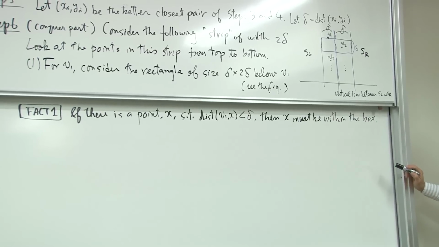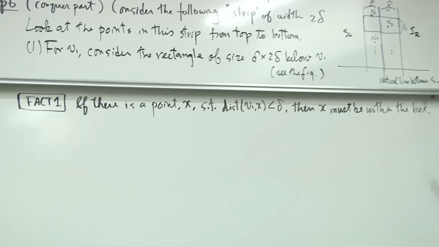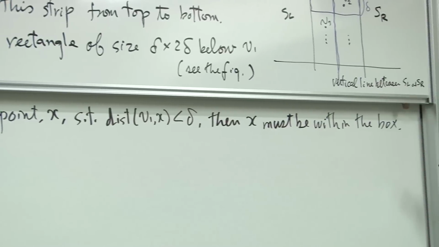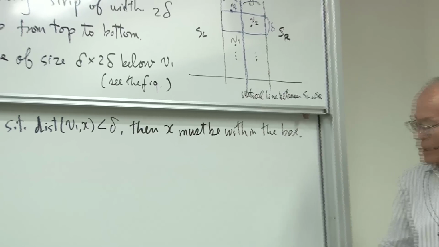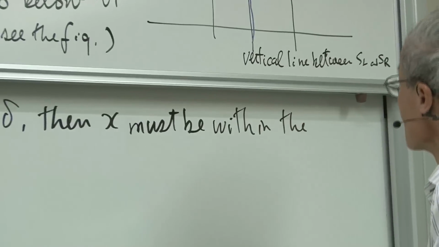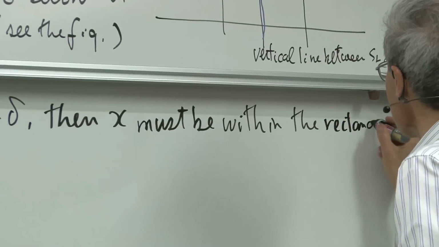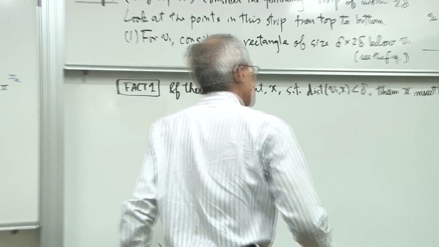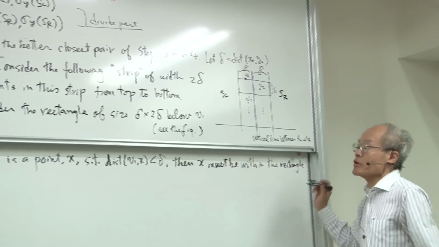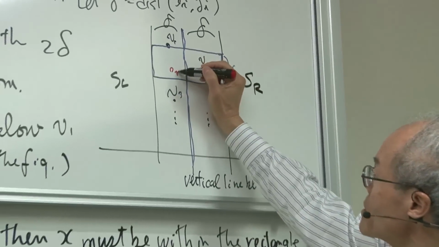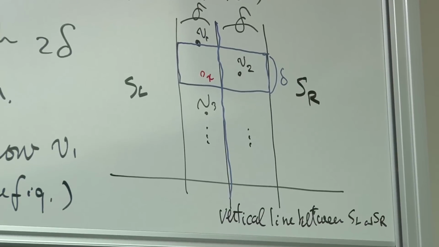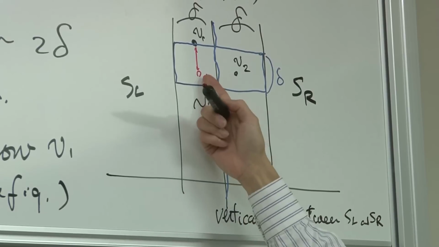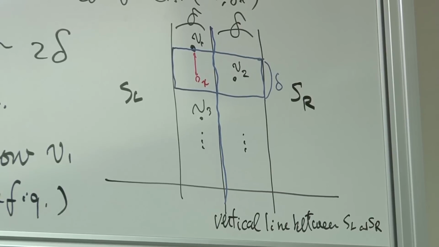A very important fact. If there is a point x such that its distance from V1 is strictly less than delta, then such a point x must be within the rectangle. I should have written rectangle. If the distance between V1 and x is strictly less than delta, then this point x must be in this rectangle. Why?